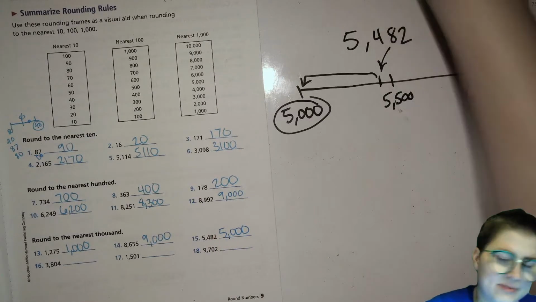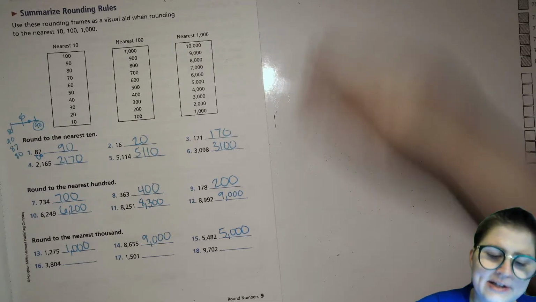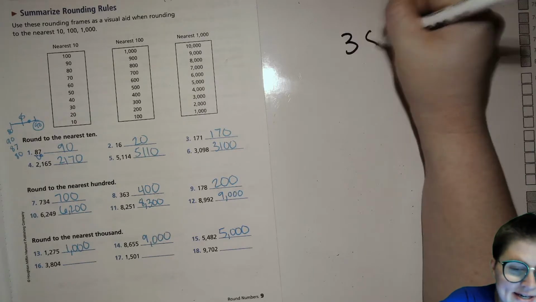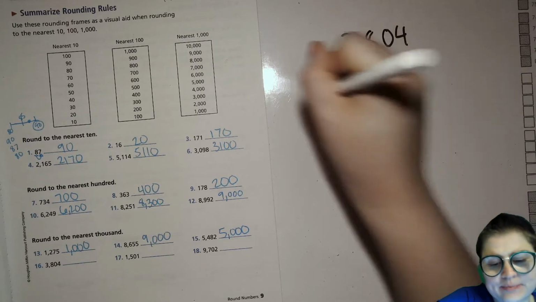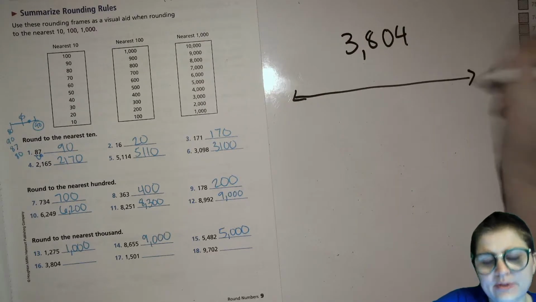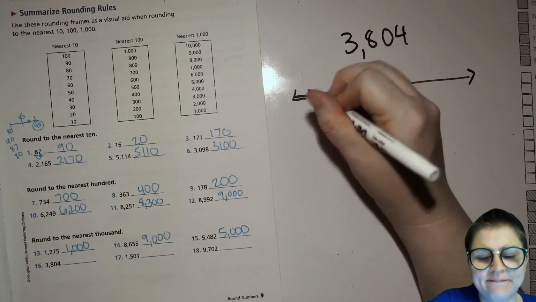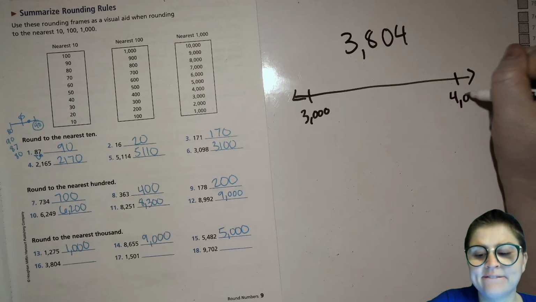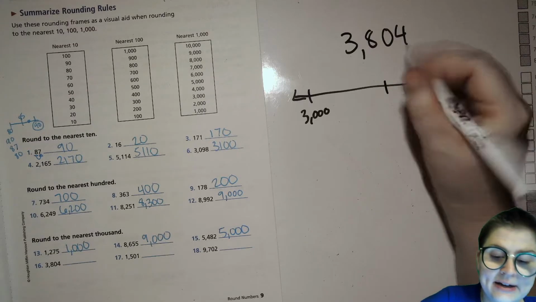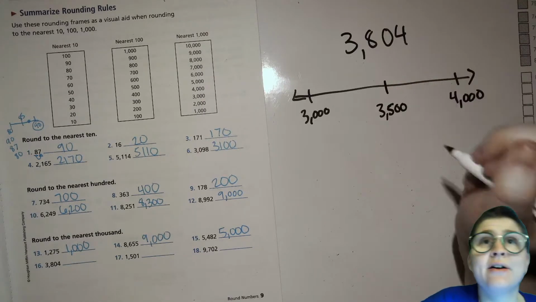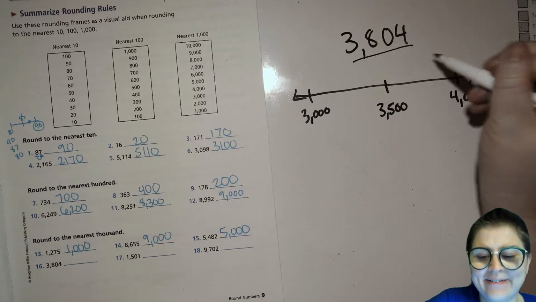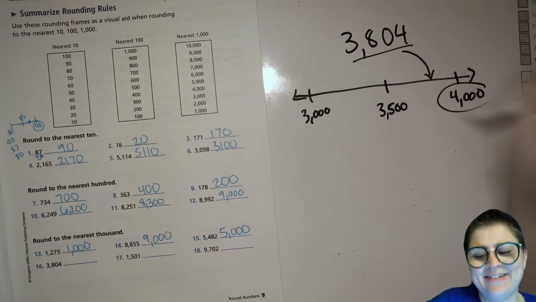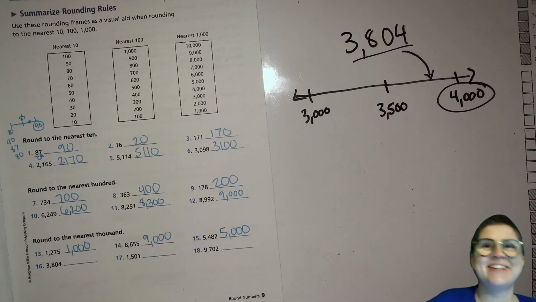Okay, we've got 3 more on this page. We can do it. Okay, let's do it. 3,804. What 1,000 are we at right now? What's the next 1,000? What's halfway in between? Where's this number? Did you get what I got? I got 4,000. Hopefully you got that too.